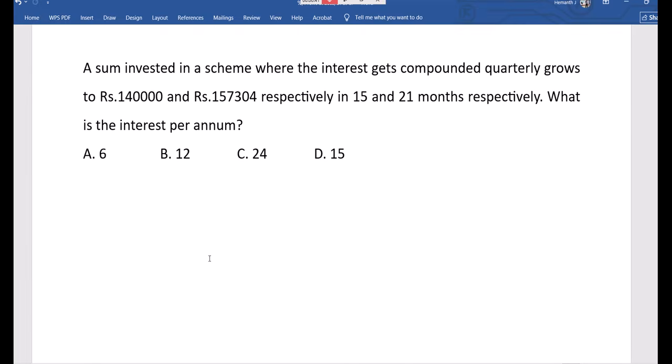Now this question, compound quarterly, only with calculator. I believe we can handle this question with a calculator only. A sum invested in a scheme where the interest gets compounded quarterly, and the amount becomes 1,40,000. It's the sum grows, it's not compound interest. This is the compound amount. 1,40,000 is the compound amount in 15 months, means 5 quarterlies.